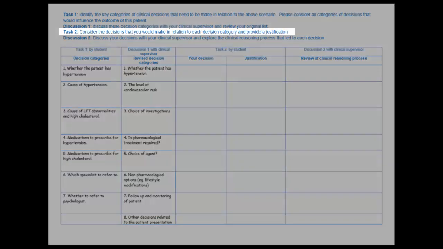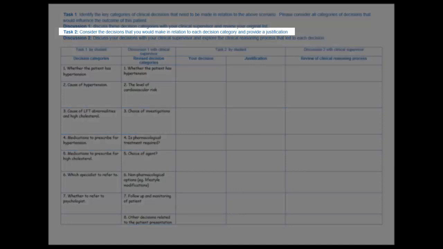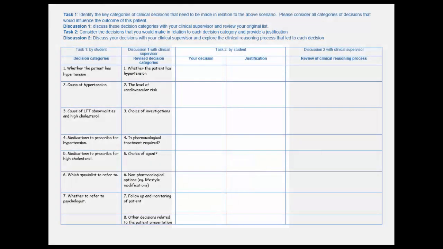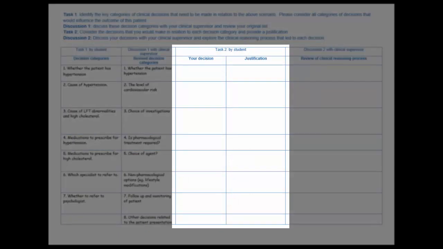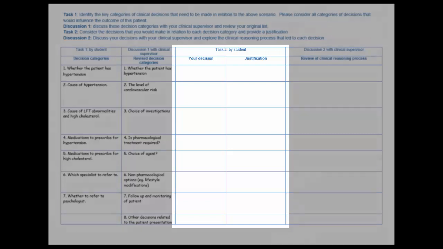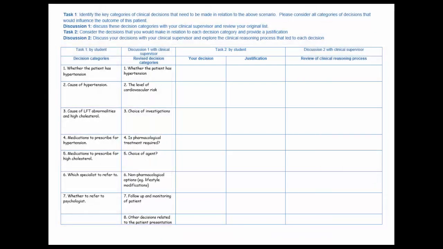Now is the time to make actual decisions for each category and provide a justification. What do you mean, justification? Well, sometimes you need to take your time to consider all relevant factors and make a reasoned decision. So you need to be prepared to discuss this reasoning process with me. If you're not sure, you could have a look at your textbooks, or better still, evidence-based guidelines and clinical decision tools to help you make the best possible decisions. Sounds like I've got some homework.